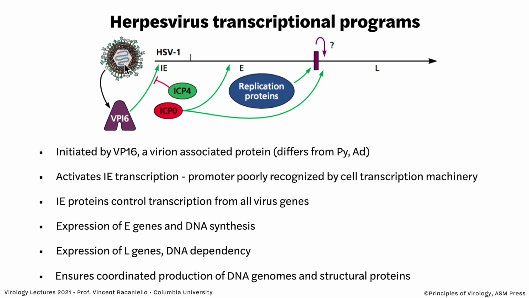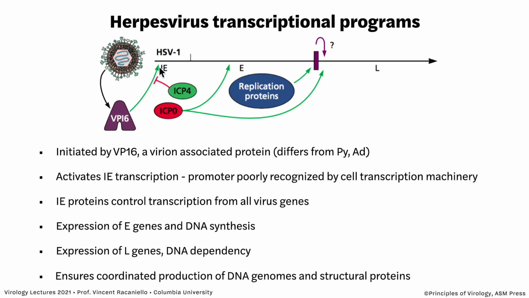The virus particle has within it a protein called VP16. It's packaged in the particle, and it gets into the nucleus, and it allows the immediate early promoter to be recognized by the host cell transcriptional machinery. I think that's very cool. So VP16 is a virion-associated protein, right? That means it's in the particle. It's different from polyomavirus and adeno because in those cases, the immediate early promoter is recognized by the host cell machinery. Here in herpes, it is not.